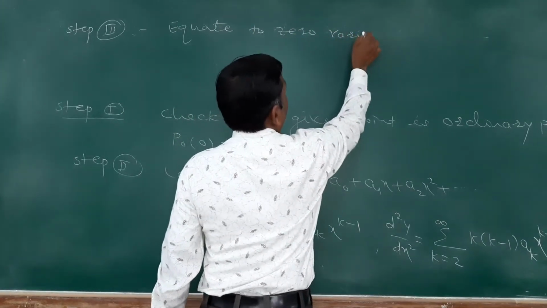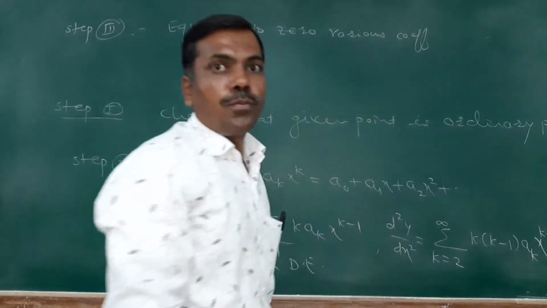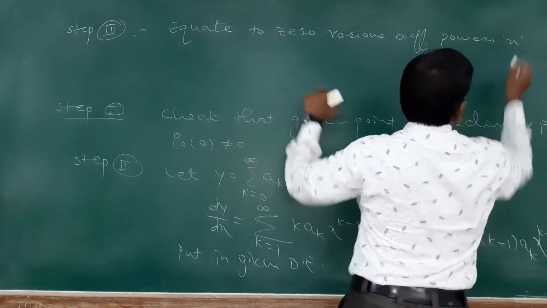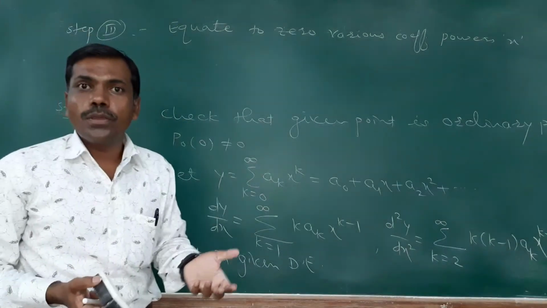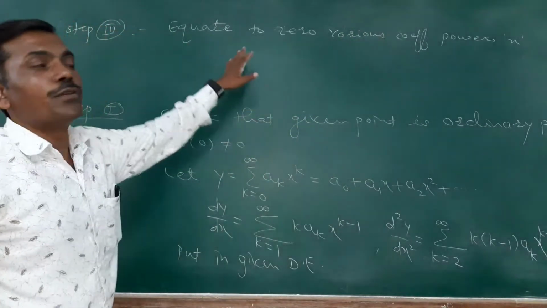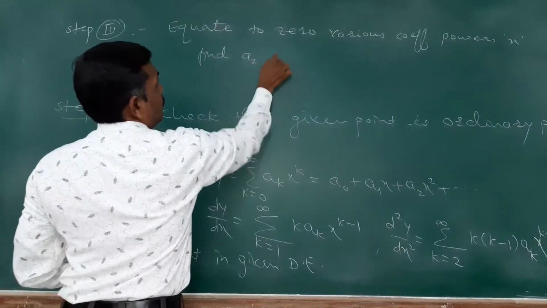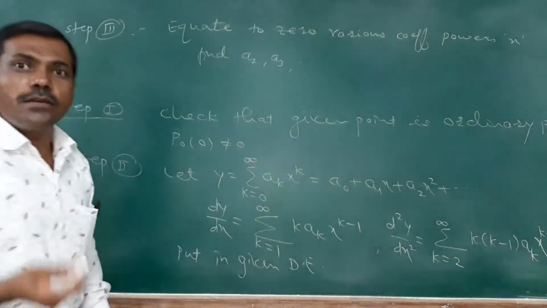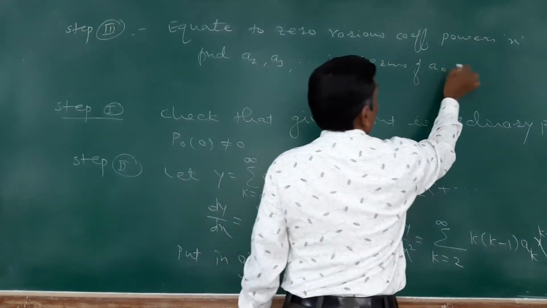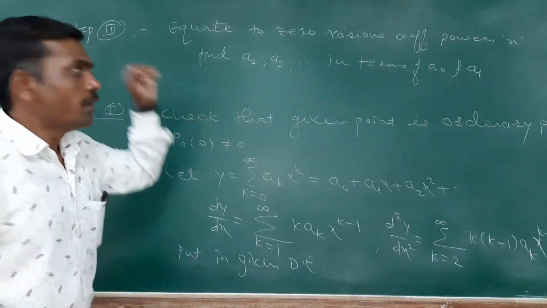various coefficients of powers of x, means the coefficient of the constant term, then the coefficient of x, coefficient of x square, coefficient of x cube equal to 0, clearly. And find a2, a3, a4 in terms of a0 and a1, right? If possible, that is trial and error first.